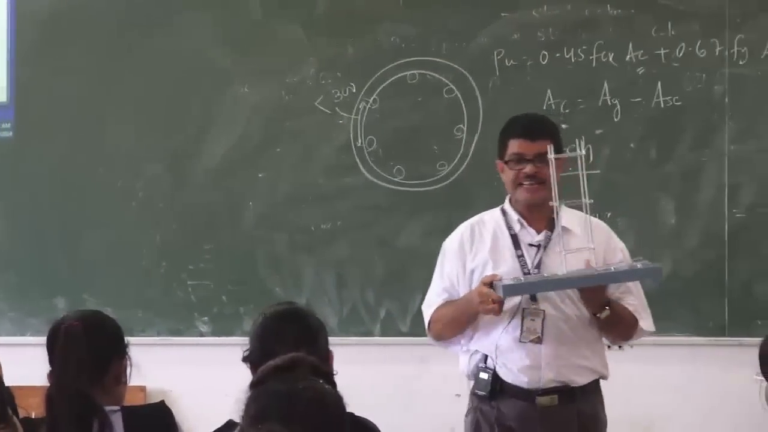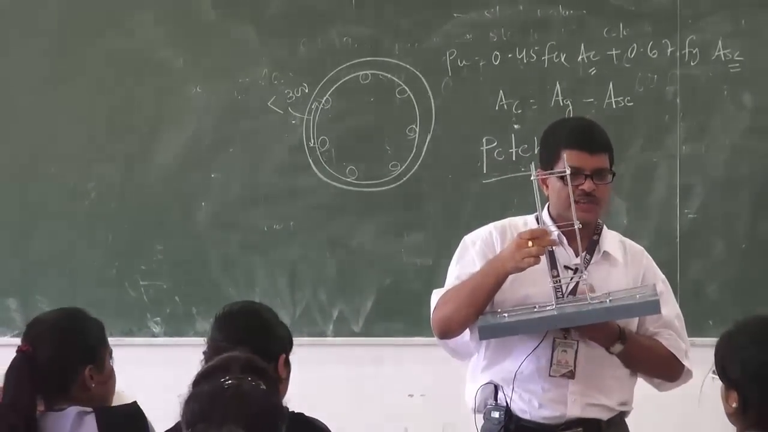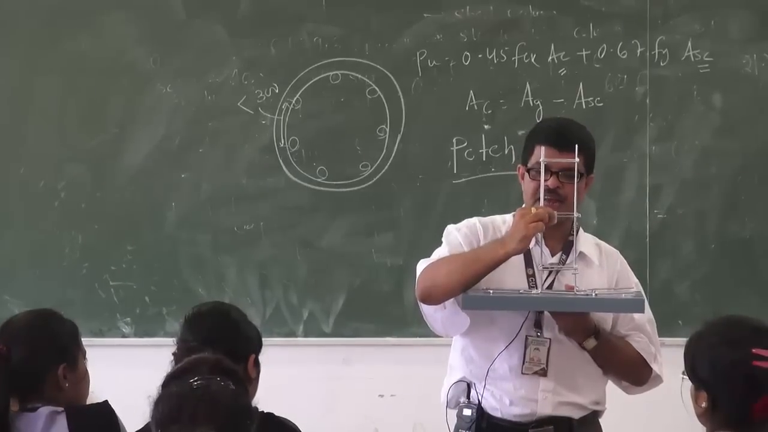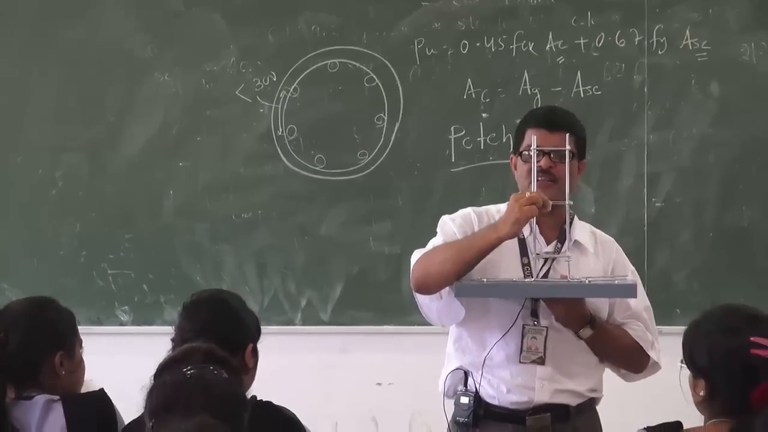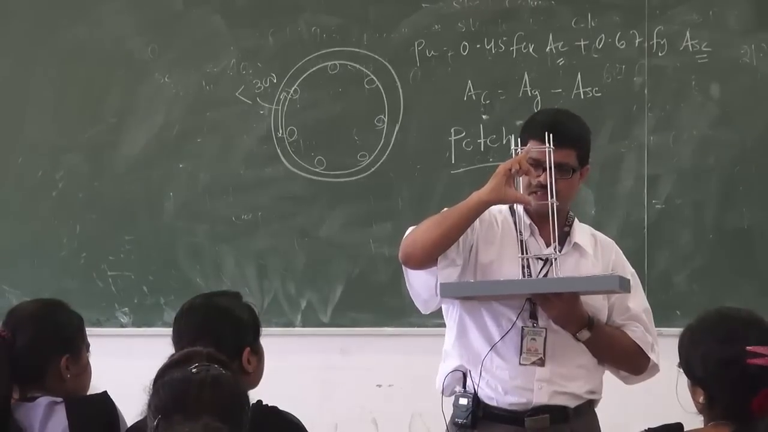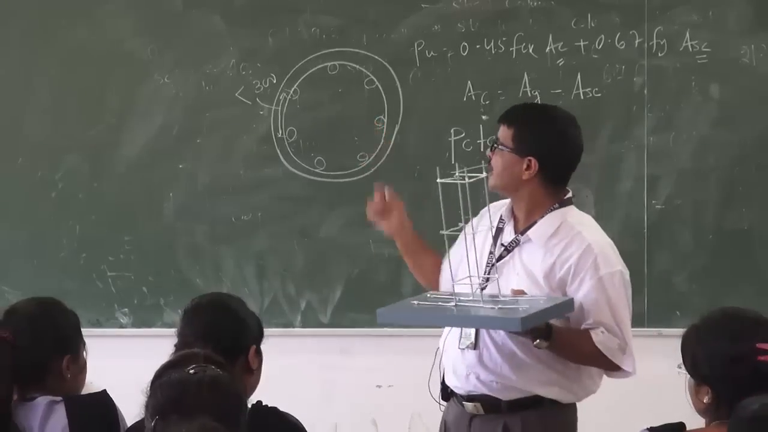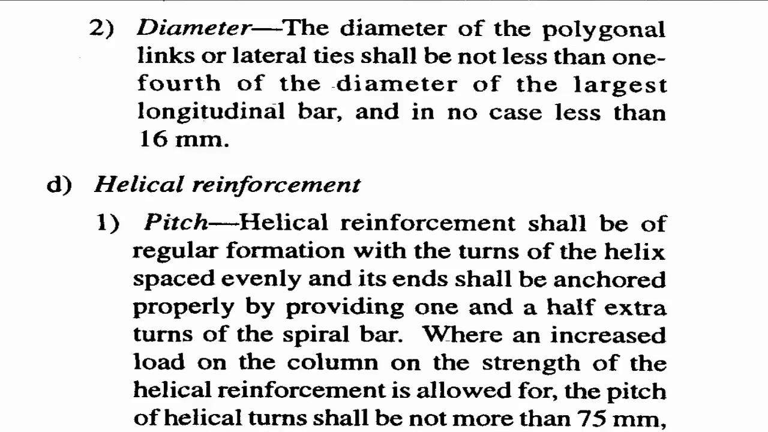So for designing the lateral ties, there are no calculations. You have to follow the codal provisions. You have to find the diameter of the ties and the distance between the center to center of the ties. That is called the pitch. This is the pitch value. You have to find the pitch and the diameter. What does it say? First see the diameter. What is the diameter?